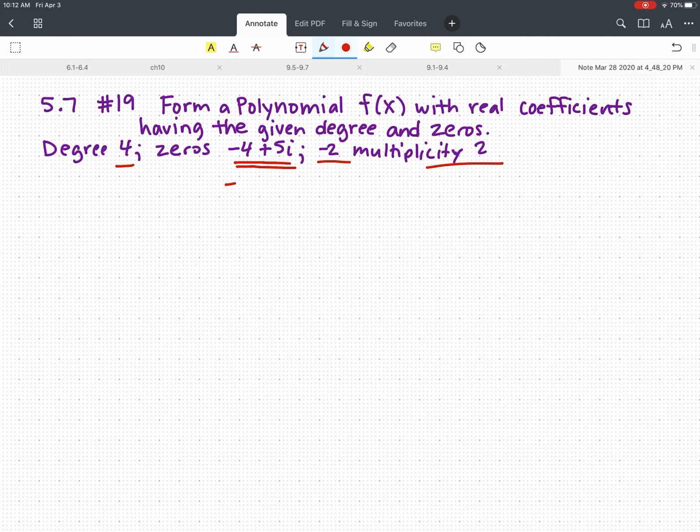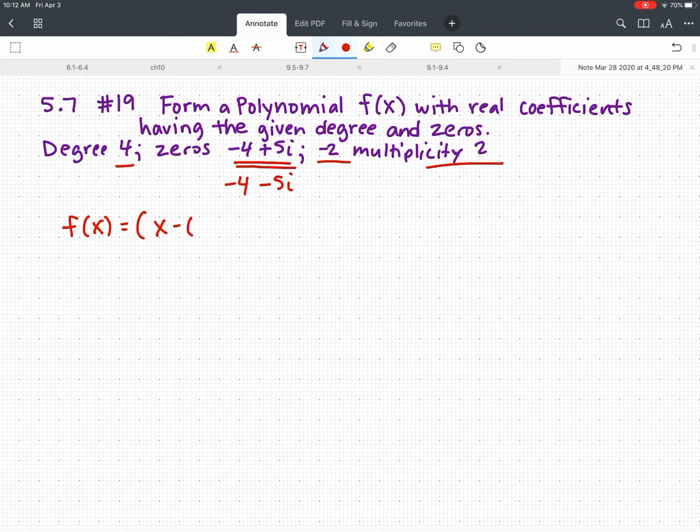So remember that if it has a complex number like this as a 0, its conjugate is also a 0. So because it's telling us negative 4 plus 5i is a 0, then negative 4 minus 5i is also a 0. So let's start forming our polynomial.